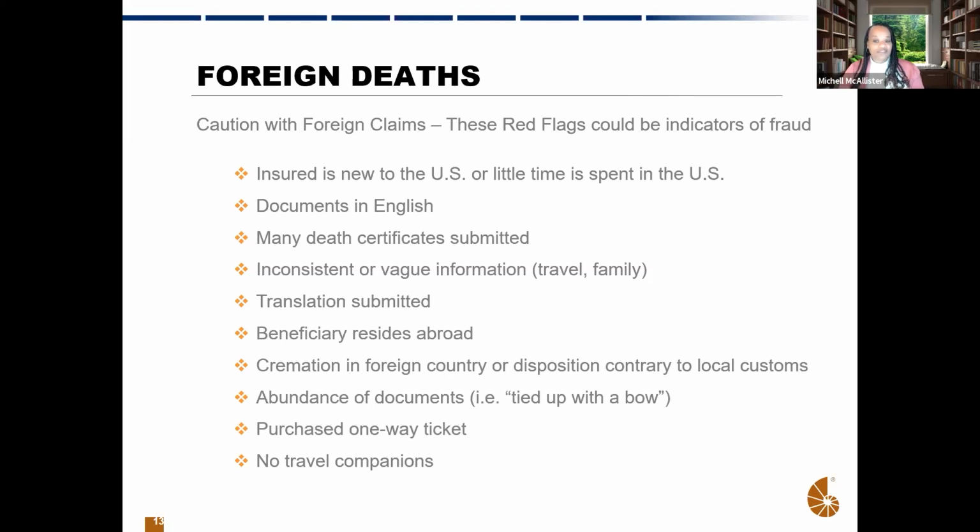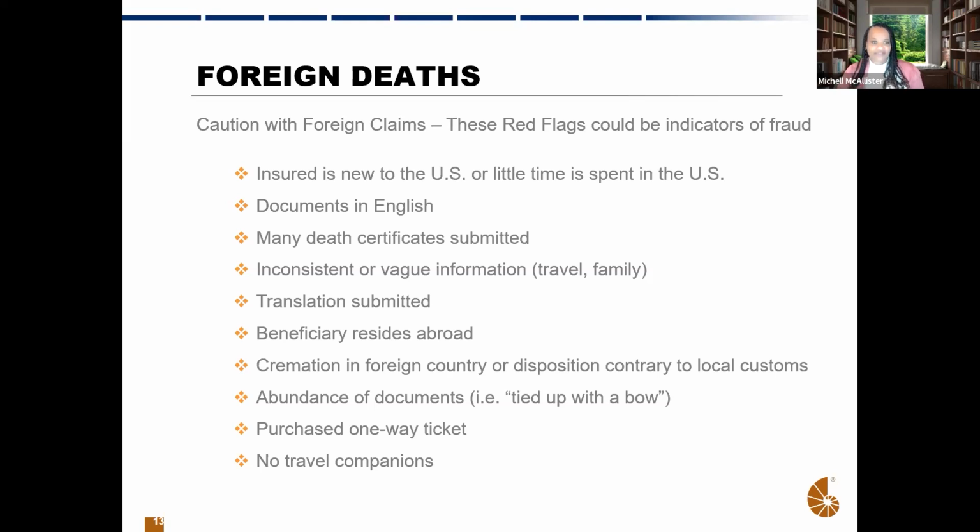A cremation in a foreign country or disposition contrary to local customs. Really good idea. Again, educate yourself. Really good idea if you routinely get claims from Mexico or from India or wherever, Japan, know what the local customs are. How do they dispose of their dead? What do they do? Do they cremate them? Are they buried? Do they not believe in cremation? Things like that. And if you see something to the contrary in the documents, question that.